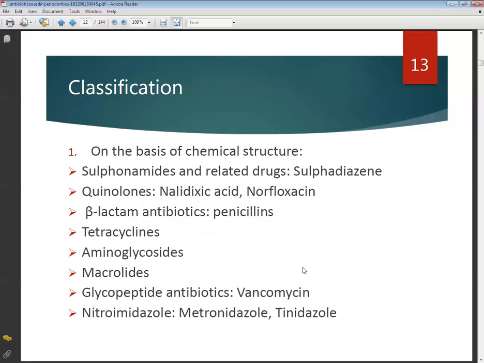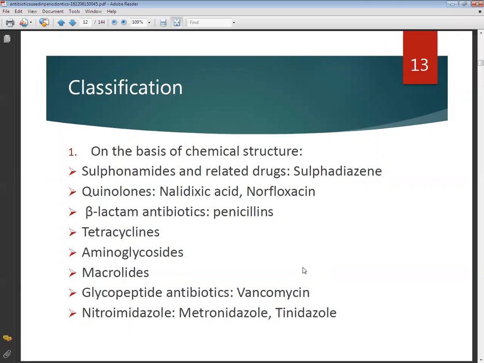Now coming to the classification of antibiotics that are widely used in the treatment of periodontal disease. The first classification is based on your chemical structure. So based on chemical structure, antibiotics are classified into sulfonamides and related drugs. Example is sulfadiazine. Second classification is quinolones. Nalidixic acid and norfloxacin are the quinolones. Then beta-lactam antibiotics, example is penicillin.